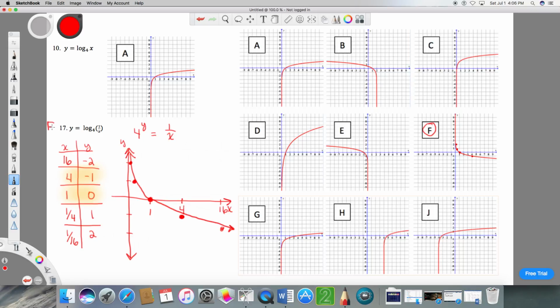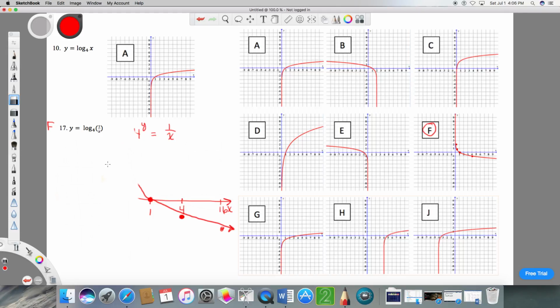Now, had you remembered the properties of logarithms, it'd be a lot easier to recognize that this was the same as the equation for problem number 11, I believe it was. But let's look here. We know from properties of exponents that we can rewrite 1 over x as x to the negative first power.